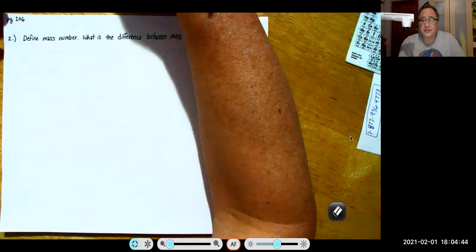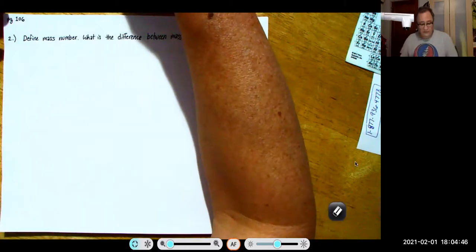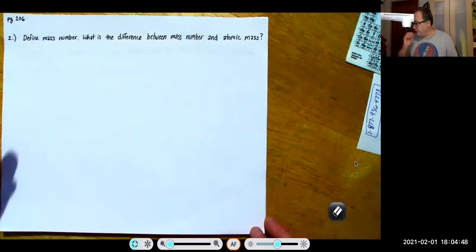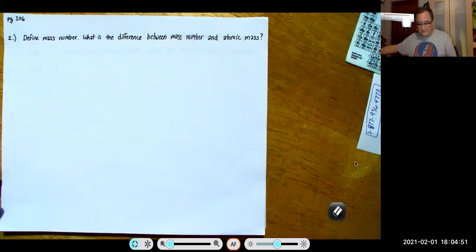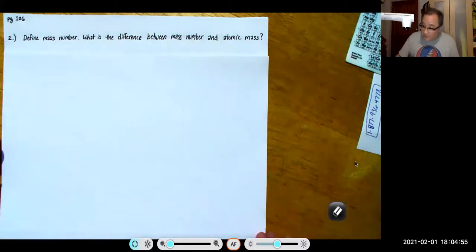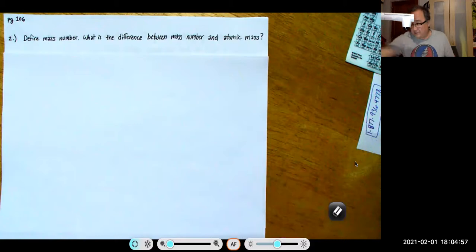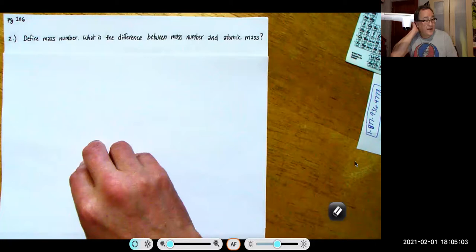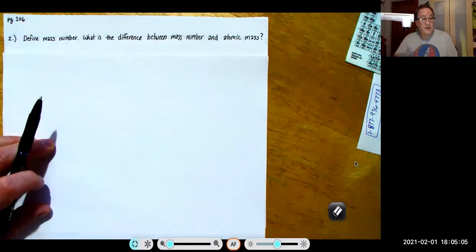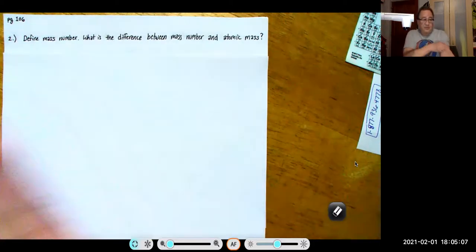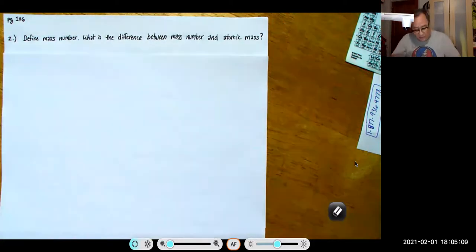So this is chapter 2, page 106, number 2. And it asks us to define mass number. What is the difference between mass number and atomic mass? So I'm going to teach you a little bit about atomic mass and mass number and atomic weight and atomic number. So I'm going to add a little bit more to this than what we already have.